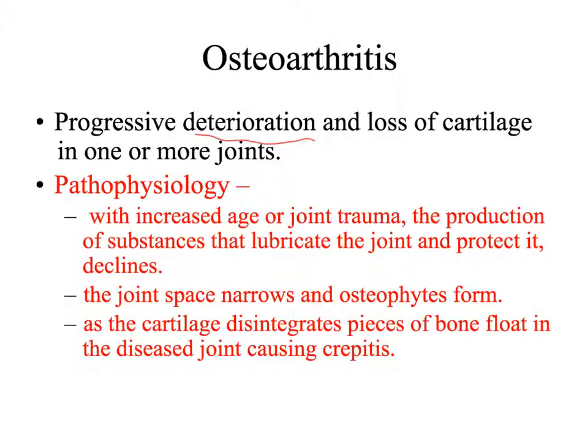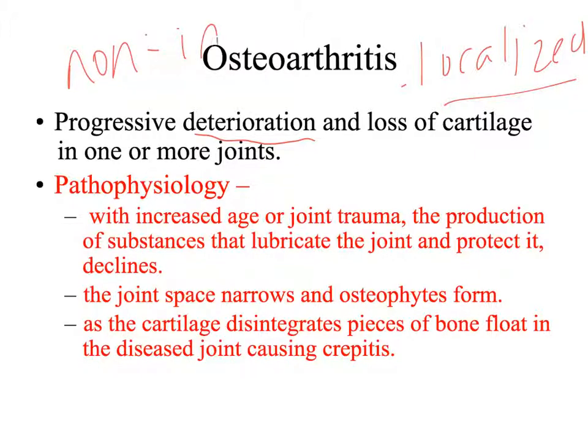For osteoarthritis, the second key word is localized. So it's localized to a specific joint. It could be one or more joints, but it's localized to the joint itself. So it's localized deterioration. It's non-inflammatory in cause. It can become an inflammatory situation, but initially it's not an inflammatory process that starts this. It's a deterioration that starts this process.